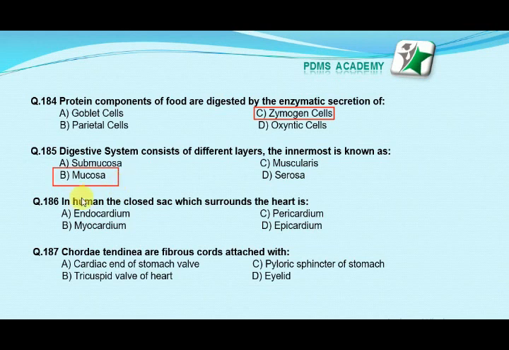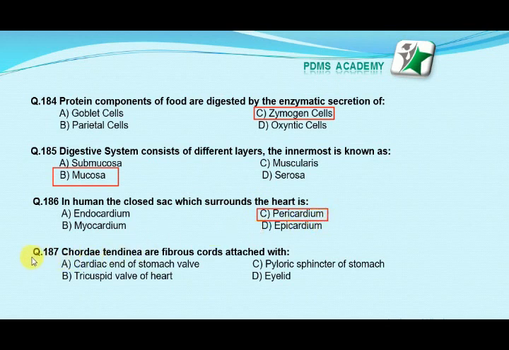Our next MCQ is: in humans, the closed sac which surrounds the heart is option A, endocardium. Option B, myocardium. Option C, pericardium. Option D, epicardium. Our correct answer is C, pericardium.